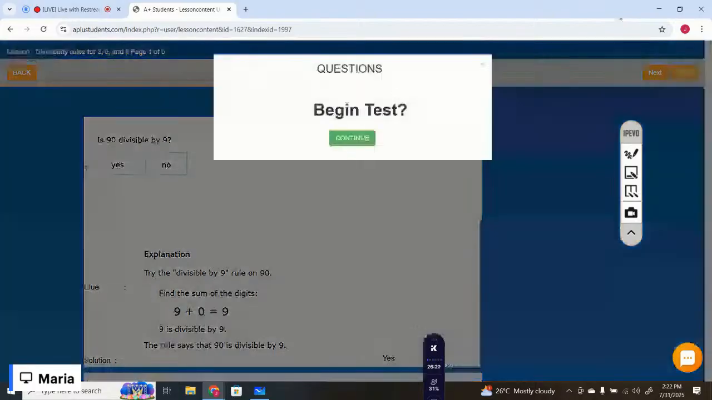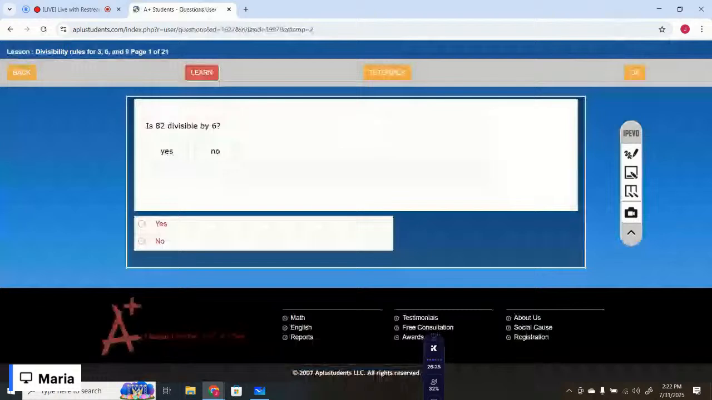Let's just start with the test questions. Is 82 divisible by 6? So the divisibility rule for 6 is if the number is divisible by 2 and is divisible by 3, that means the number is divisible by 6.